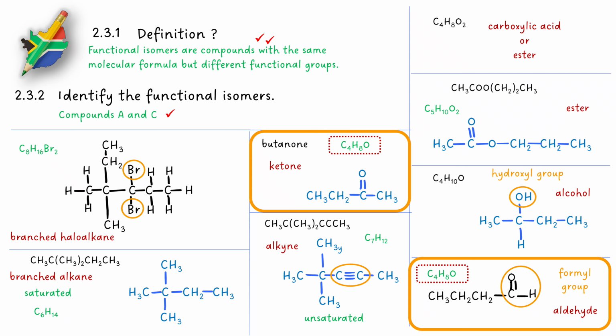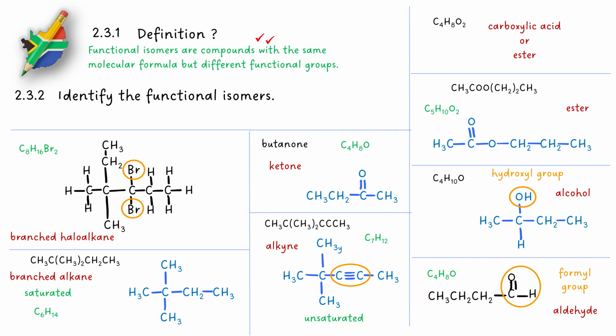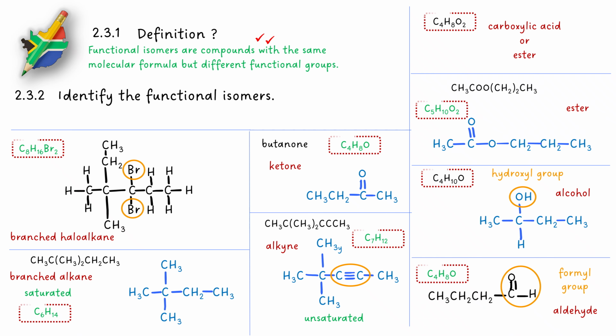Here we need to give a definition for functional isomers and identify 2 compounds which are functional isomers of each other. Functional isomers are compounds with the same molecular formula but different functional groups. So to identify the functional isomers, we must first write the molecular formula for each compound and then see which ones have the same molecular formula. Here are the molecular formulas.